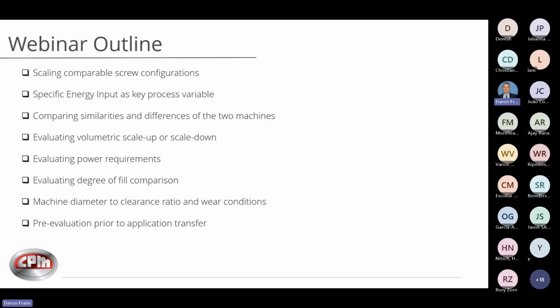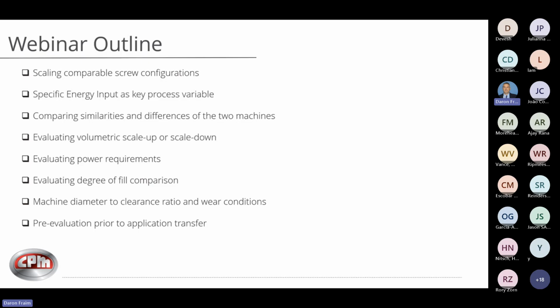And then some calculations. It will get a little math heavy during the webinar, but I'll explain as we go through. You can see here on the outline that the first thing to do is to scale comparable screw configurations. Again, specific energy input is the key variable for most applications. If you can move from machine to machine and mirror that specific energy input, you should get very, very similar properties. We'll look at comparing similarities and differences of the two machines.